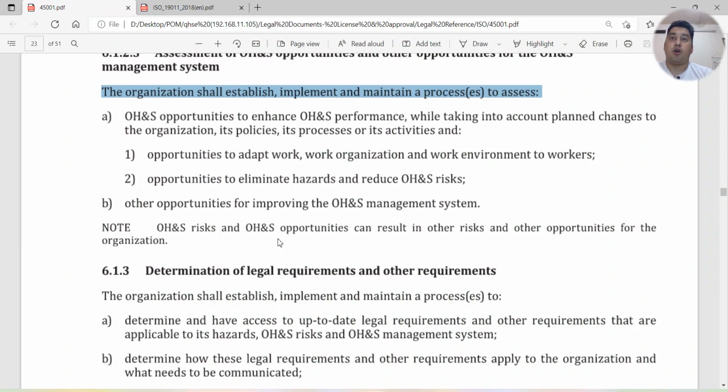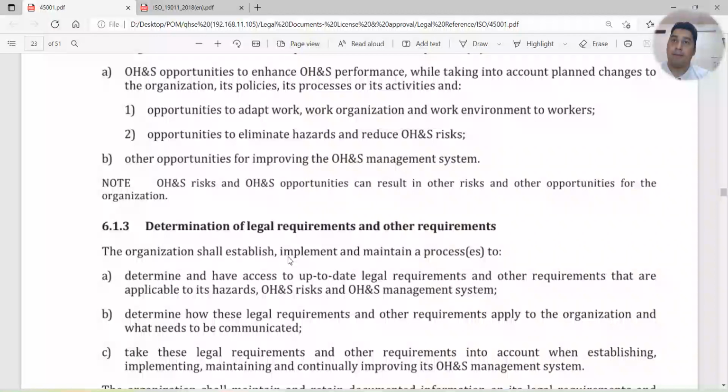Note, OHS risk and opportunities can result in other risk and other opportunities for the organization. So when you are identifying occupational health and safety risk, that risk can work as opportunities, and that opportunity can result in a risk also. So it has a two-way. It is not always the risk and it is not always the opportunity. It could be risk and it could be opportunity.